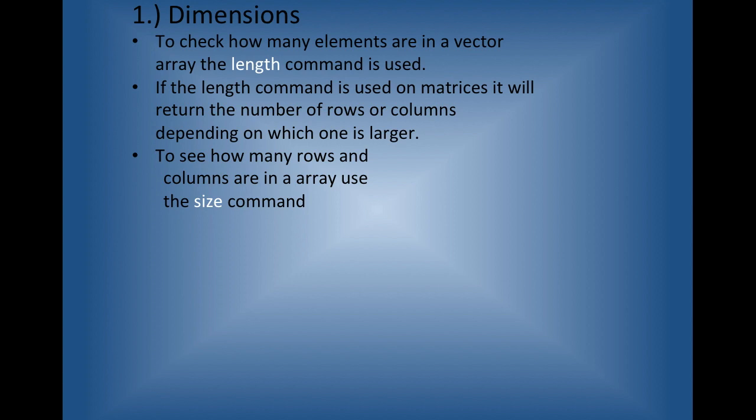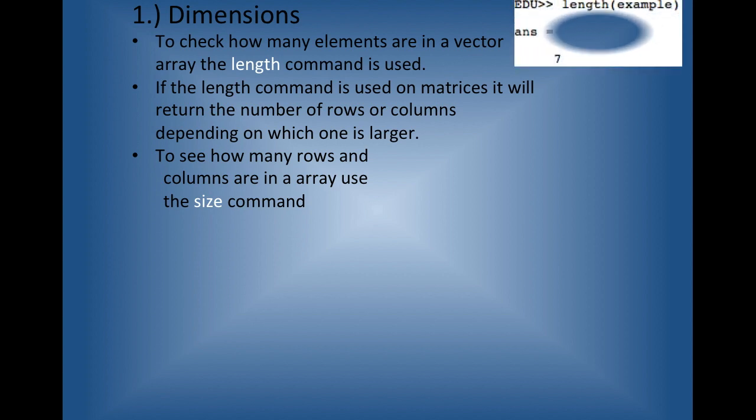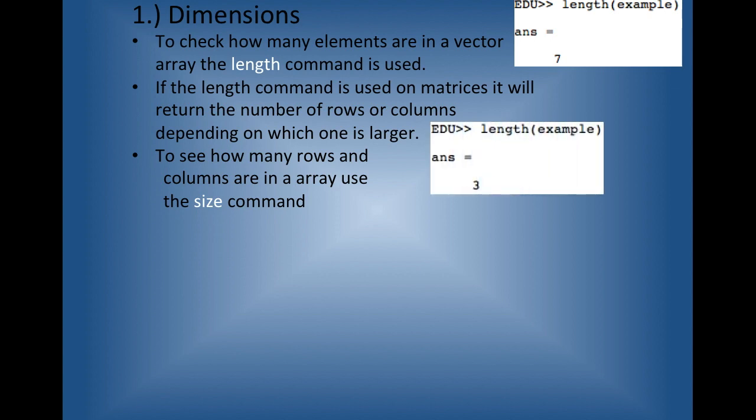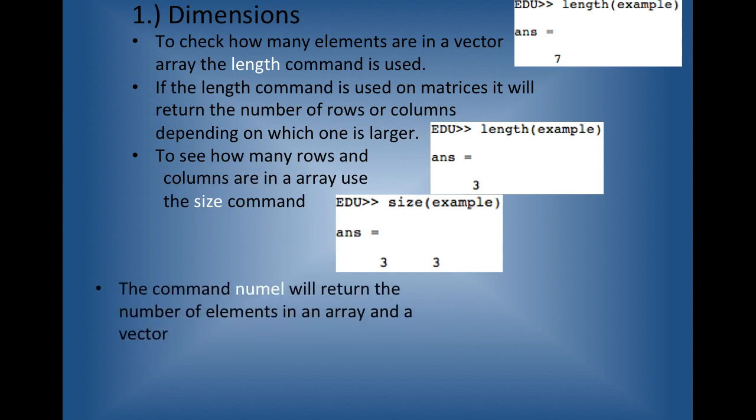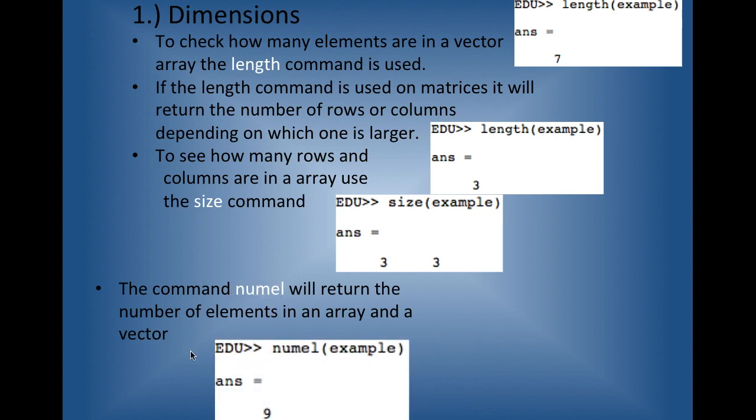Next thing we're going to cover is dimensions, and there are several commands that associate with this. The first one's length, the next one's size, and the length basically tells you how many elements are in a vector, or if you use it on an array, it will tell you how many rows or columns there are, depending on which one's larger. And then the size command, when it's used on arrays, will return the number of rows and the number of columns. And the last one is the numel command, which will tell you the number of elements in an array or a vector.